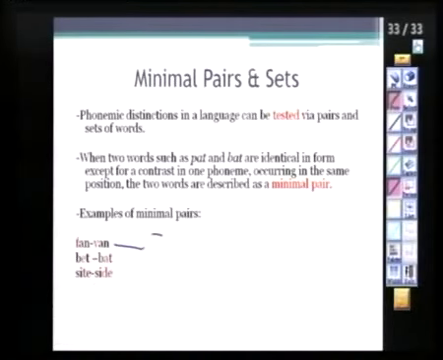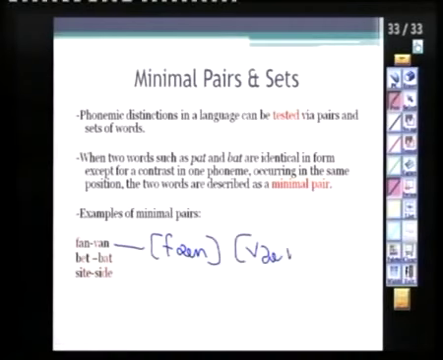You have to do this. So you say fan, transcribe first. Transcribe first to see if they are a minimal pair or not. So how do you transcribe fan? This is how you transcribe fan, and this is how you transcribe van. So they are different in one sound. So it's a minimal pair.